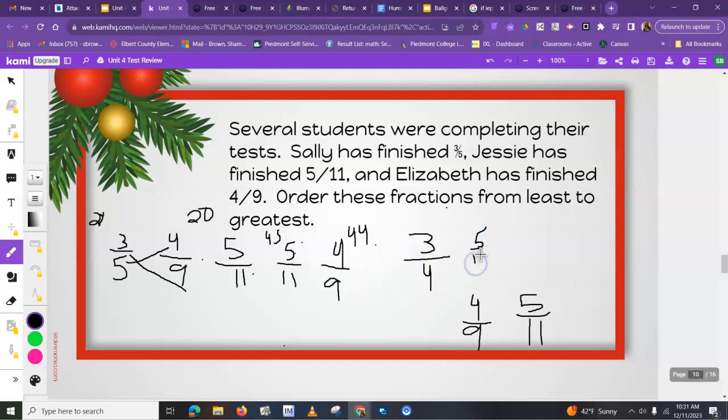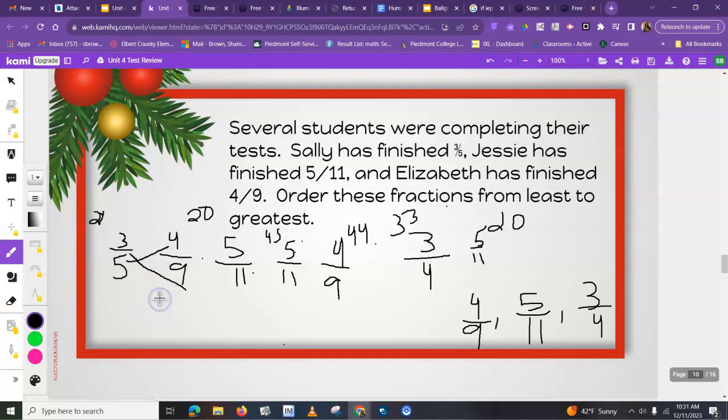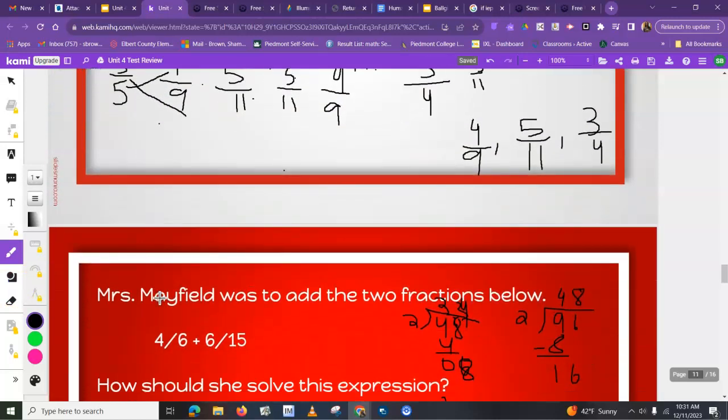Cross multiply these. So 3 times 11 is 33, and 5 times 4 is 20. So 3/5 is bigger than 5/11. So that means 3/5 is going to be last if I'm doing it from least to greatest. Okay, so this is the order from least to greatest: 4/9, 5/11, and 3/5. So cross multiplying was how I did it. You could find your least common denominator, but that would probably take longer to do. But it's up to you which way you want to do it. So Jordan, you were right, you can find your LCD to compare.